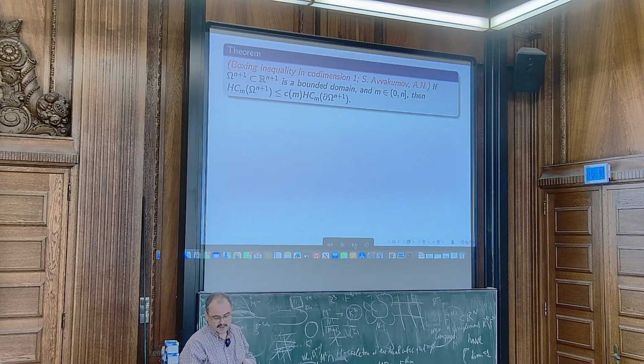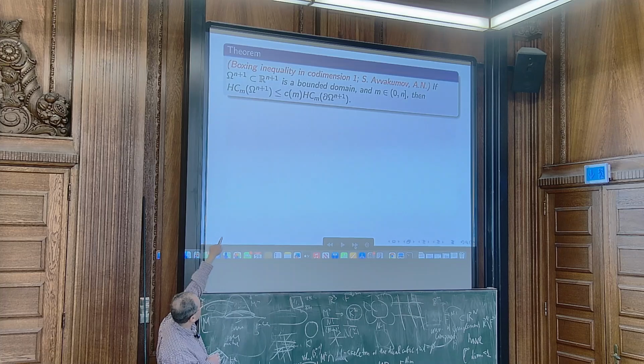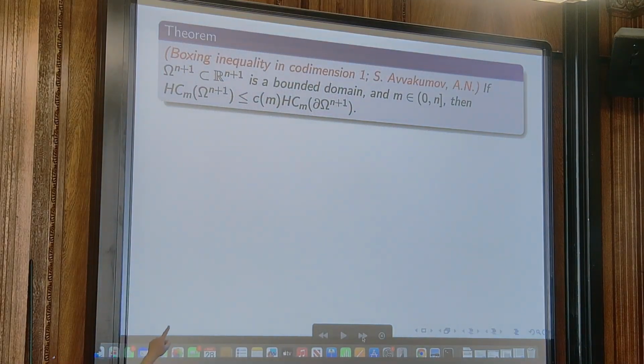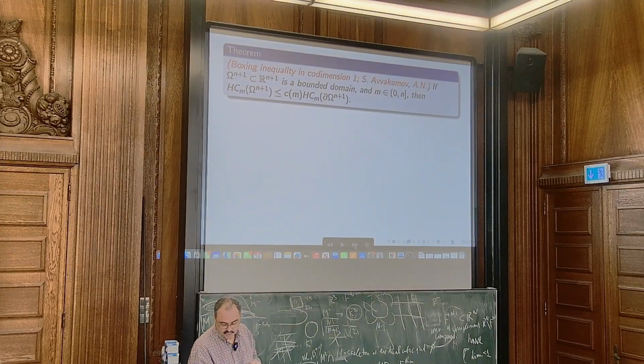So jointly, our result implies this boxing inequality. Only here m is not n, but any number between 0 and m. And what's important, the constant depends on m. I think it was previously known, if I would write this inequality, but this constant would depend on n. The result where c depends on m, I think, is new.